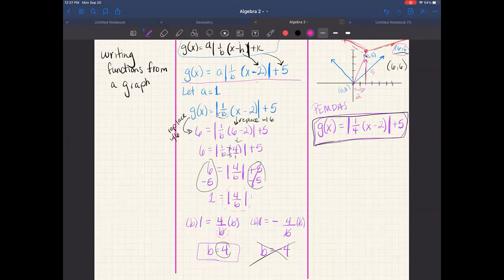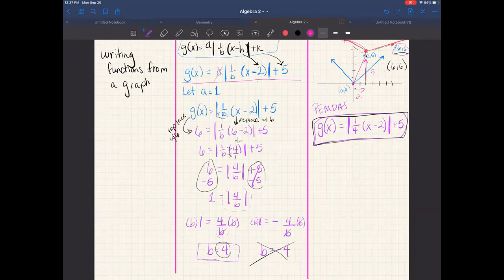Now, conveniently in the problem, it tells me A equals 1. So that pretty much eliminates my A. I don't have to worry about it. Why? Because anything times 1 is itself. So I don't have to write A. I don't have to write 1. I can just go ahead and keep writing the 1 over B, and then the rest of the equation, x minus 2 plus 5 at the end.